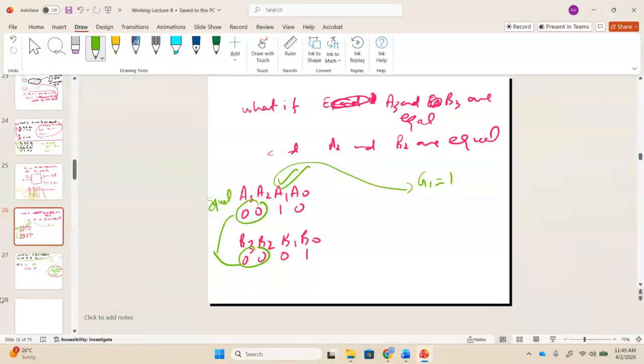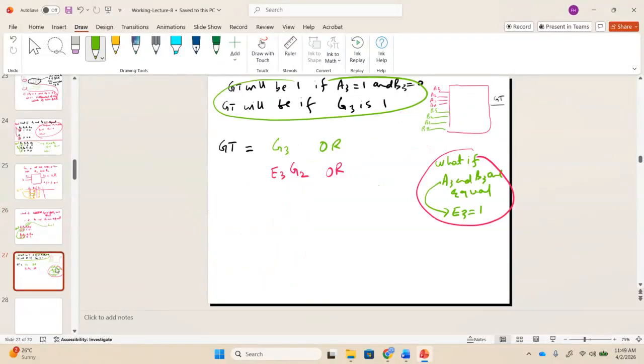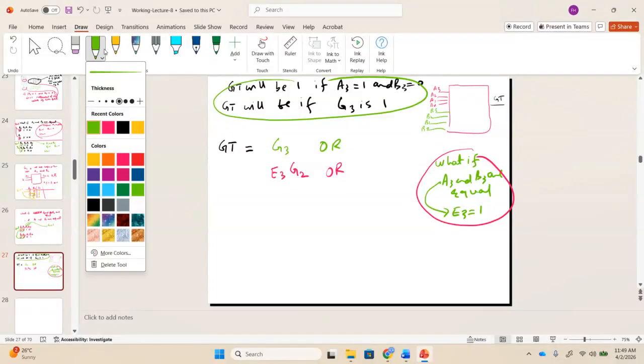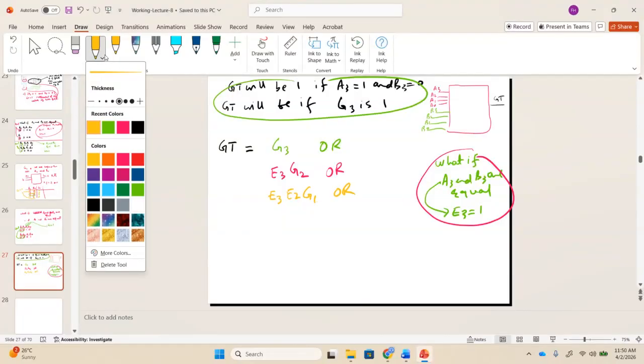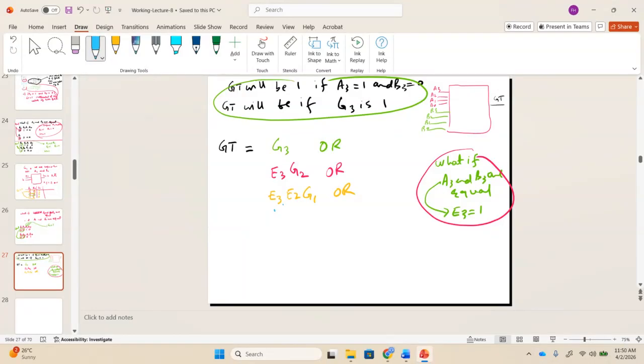Okay, so now in the next step we are comparing a3. What should be the next expression? If a3 and b3 are equal, so e3, and if a2 and b2 are equal, so e2, we need to look into another bit. Then we say g1, or what will be the last expression? Help me. E3, e2, e1, g0. So this is the final expression for gt.